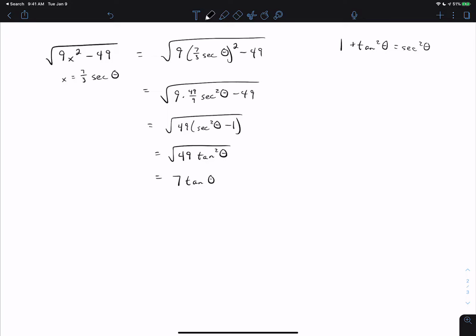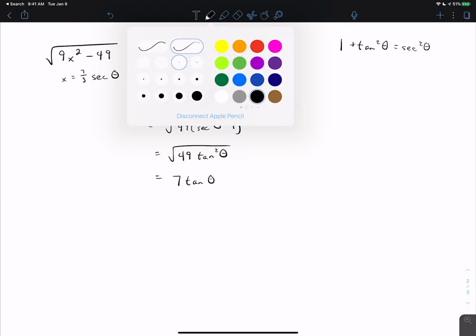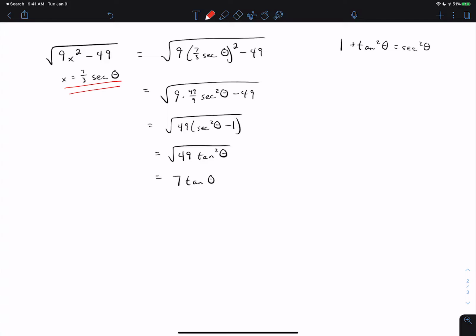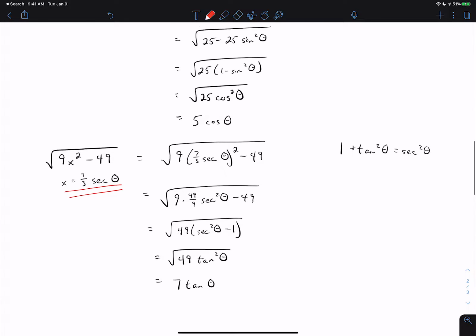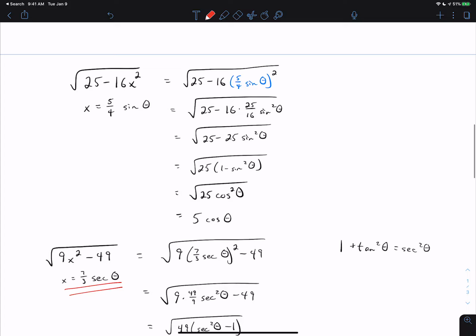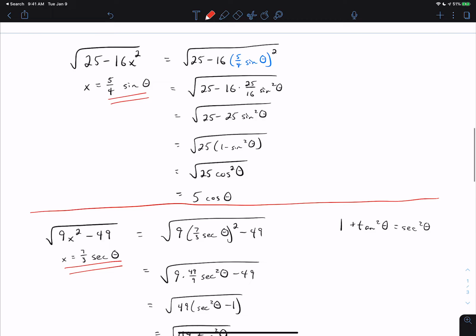Okay, so now what I would like to do is talk about how do we know what this substitution should be. So how did I know to pick 7/3? How did I know to pick secant? And then back up here, we'll separate this with a line. Back up here, how did I know to pick 5/4 and how did I know to pick sine theta? Okay, so we have 2 Pythagorean identities that I've used. So one of them is this 1 plus tangent squared theta equals secant squared theta. And one of them is sine squared theta plus cosine squared theta is 1.